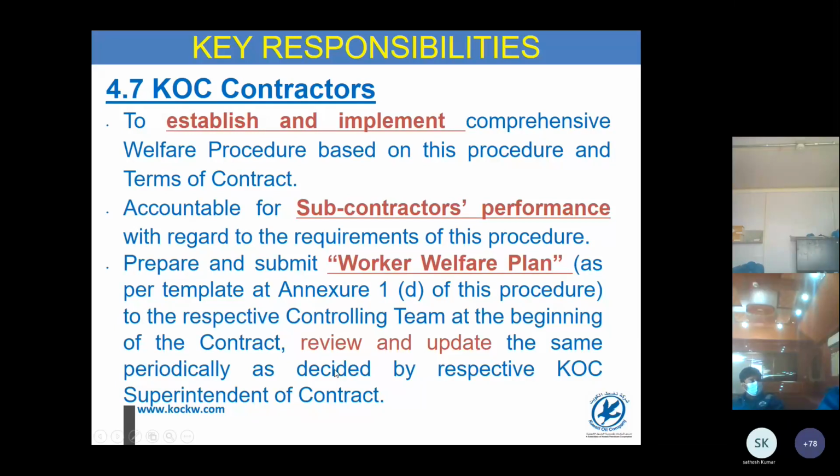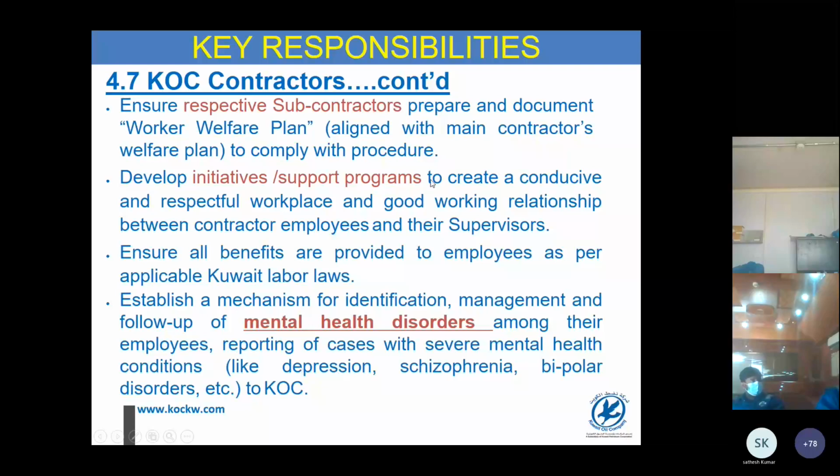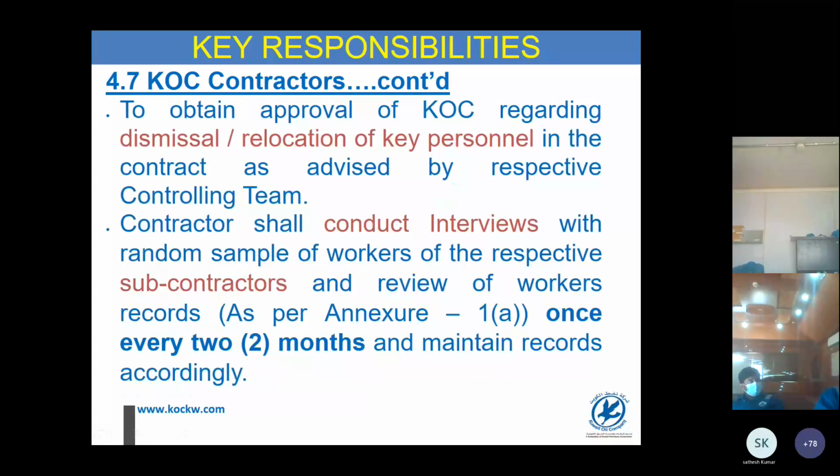by the superintendent of contract, and ensure respect to subcontractors prepare the worker welfare plans, initiatives and support programs related to the workplace, as well as good working relationship. Mental health disorders and assessment is also one of the requirements. This is a one-time assessment already communicated to all the contractors. They have to do this.